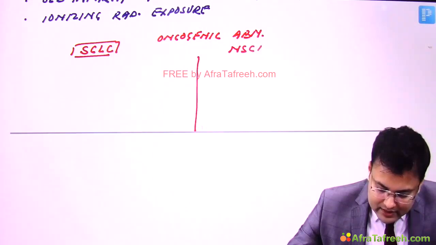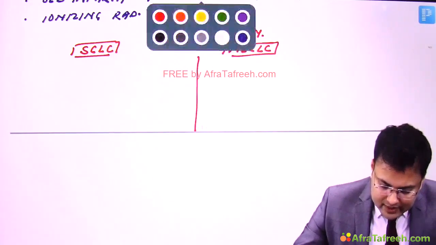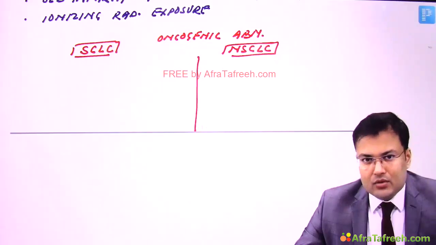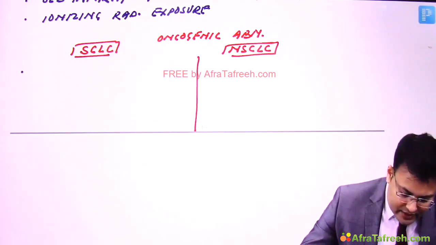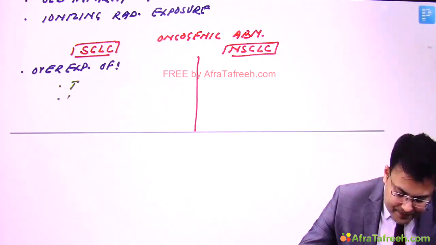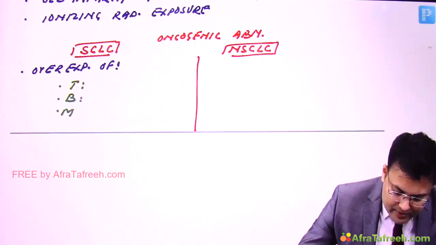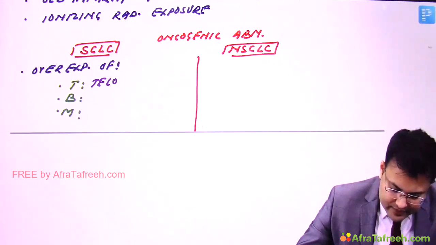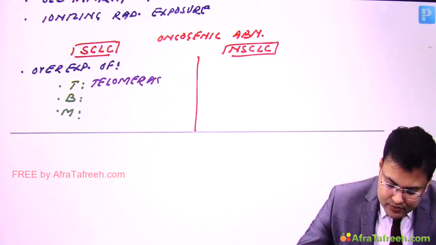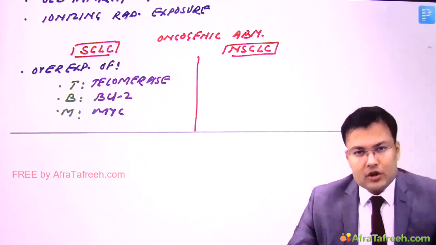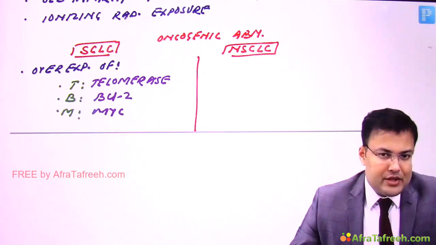So what are the oncogenic abnormalities seen in small cell lung cancer, SCLC, and non-small cell lung cancer? In small cell lung cancer, there is overexpression of telomerase, BCL2 and MYC. The mnemonic is TBM. How to remember? TBM. T means telomerase, B means BCL2, and M means MYC.